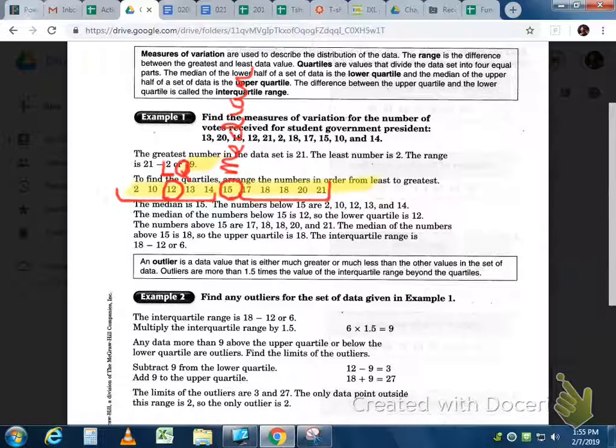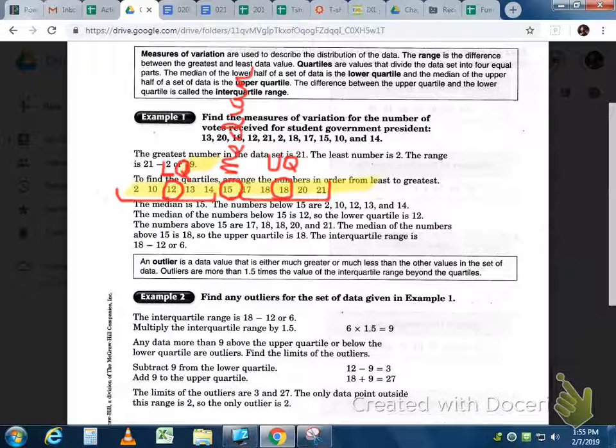Okay, look at the upper half. The upper half is 17, 18, 18, 20, 21. What's the median of those 5 numbers? So right here, and we would call that the upper quartile. Okay? Upper quartile. UQ, upper quartile. Okay? So those 3 numbers are really important.